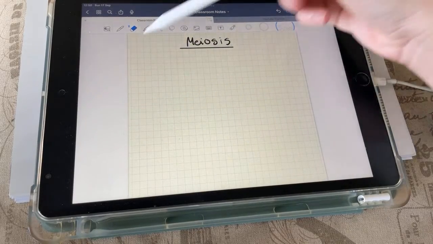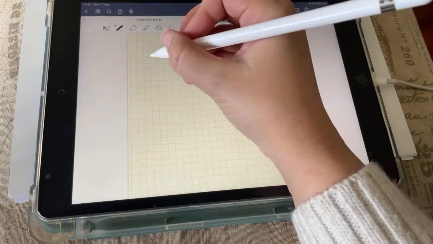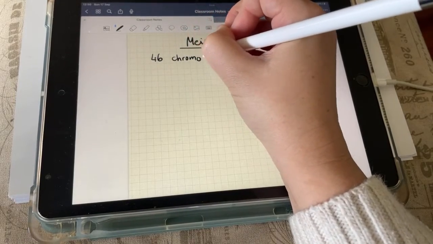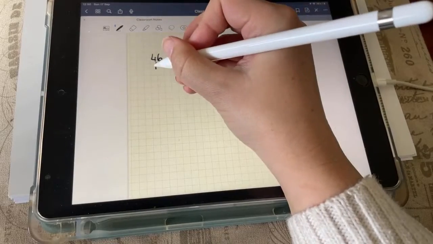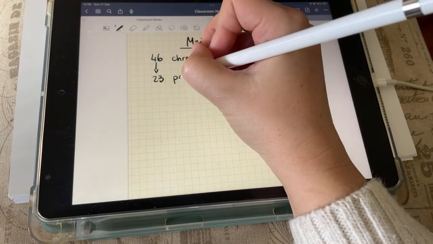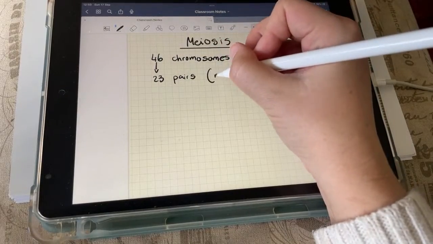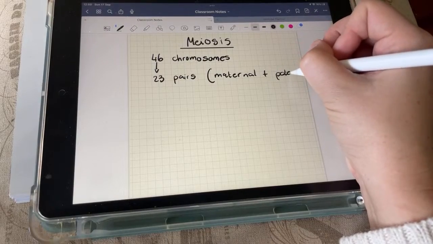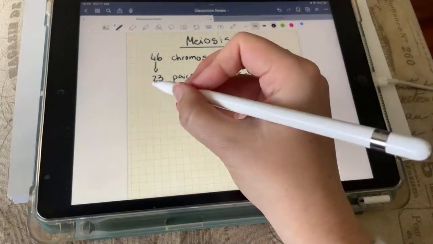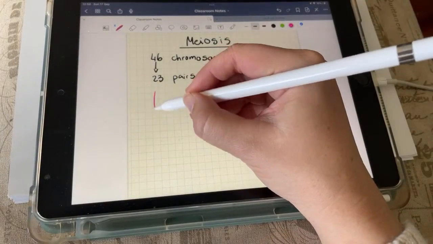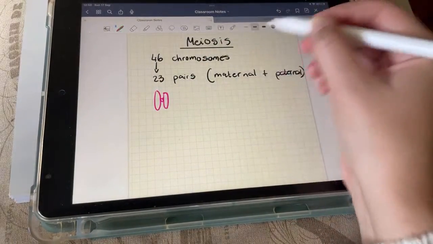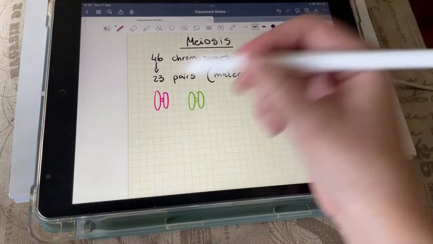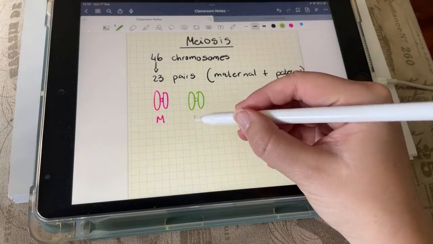Okay, so this is my last bit. Number one, you have 46 chromosomes, yes? And they come in 23 pairs. How are they paired? They are paired via maternal and paternal characteristics. In other words, you have a mom chromosome and you have a dad chromosome. And you have 23 of these. Okay, so let's say this was the maternal one and this was the paternal one for dad.